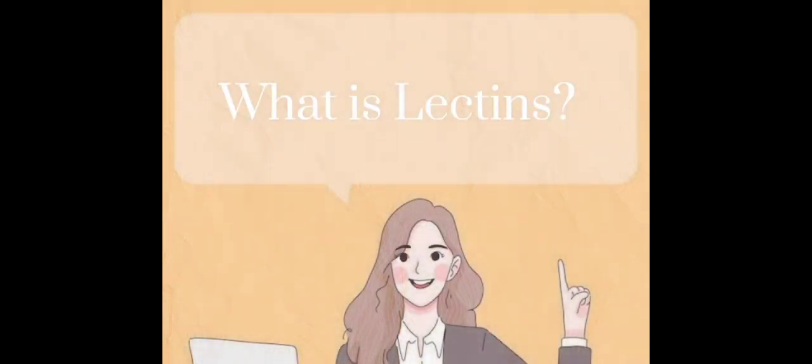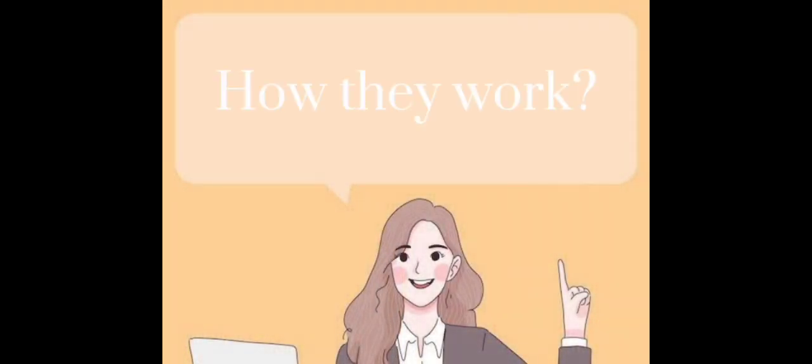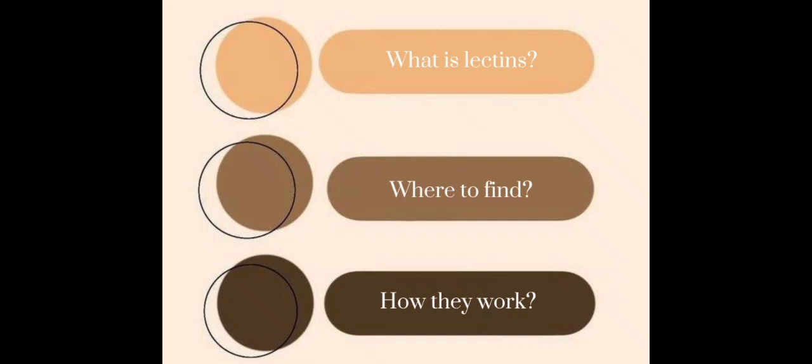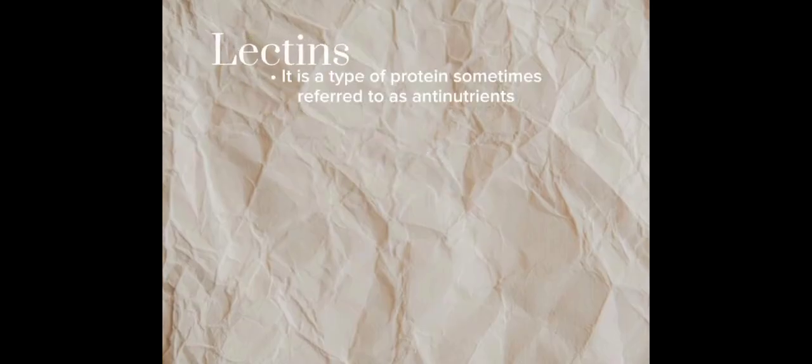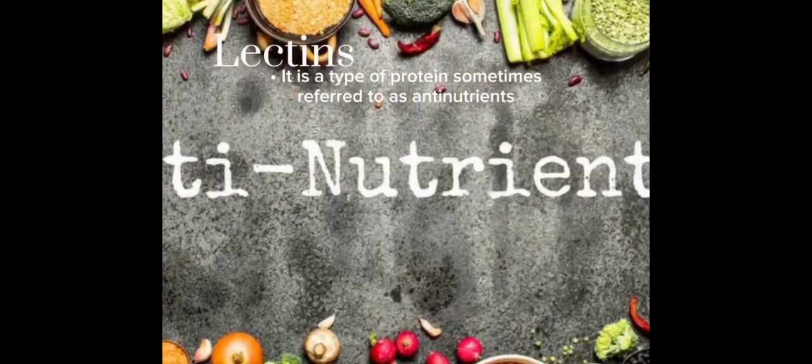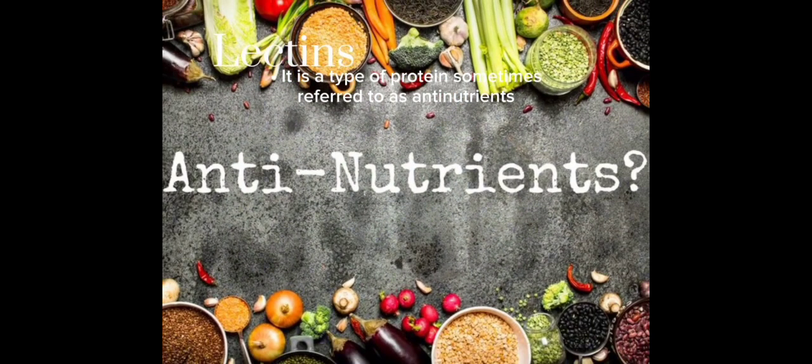In this video, I'm going to tell you what lectins are, where to find them, and how they work. What are lectins? It is a type of protein sometimes referred to as antinutrients because they can bind to carbohydrates and interfere with nutrient absorption.